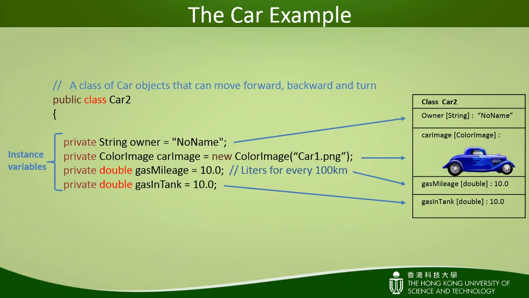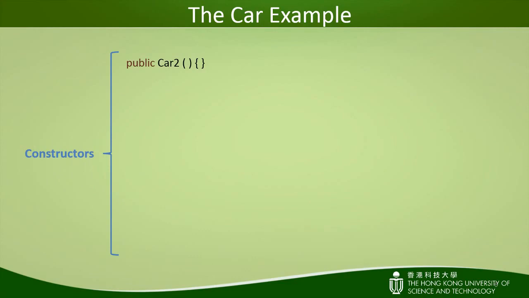Every time a car object is created, memory space needs to be allocated for storing all this information. The diagram here illustrates what kind of information is needed in representing an object in Car2. Let's take a look at the constructors for the Car2 objects.